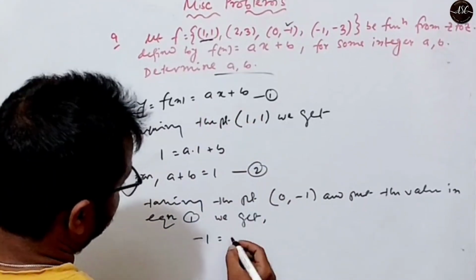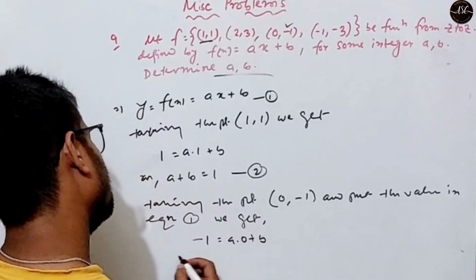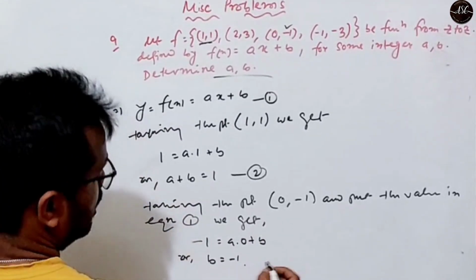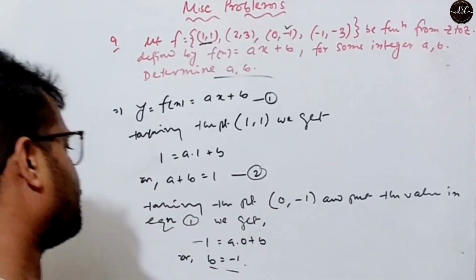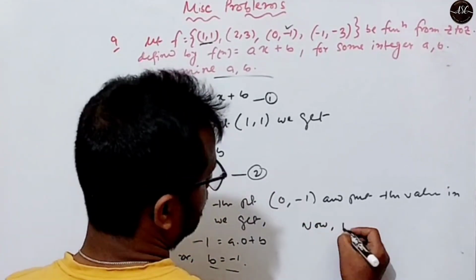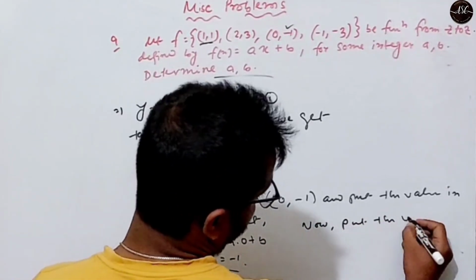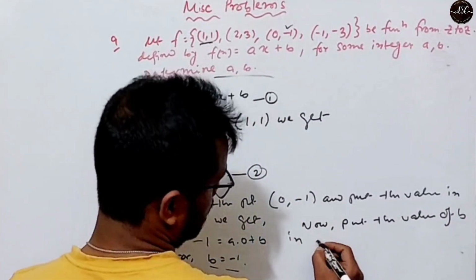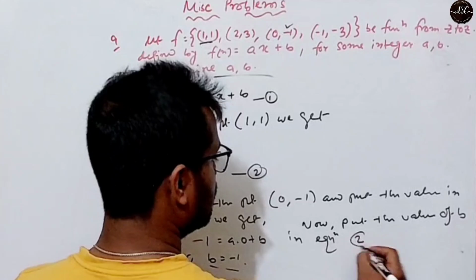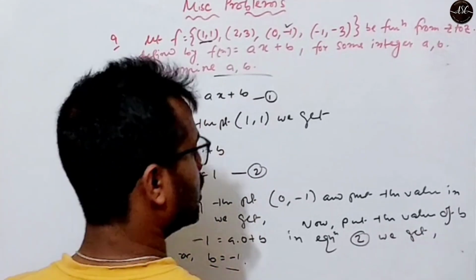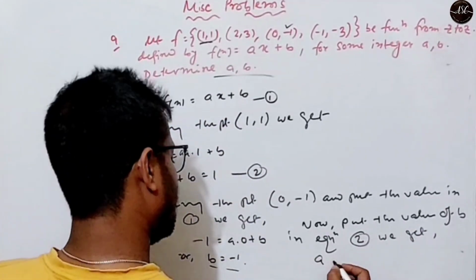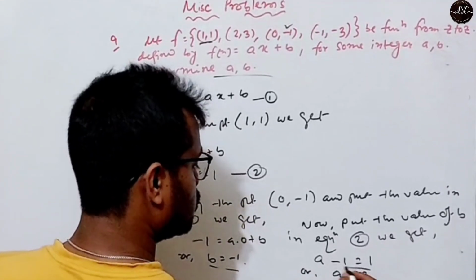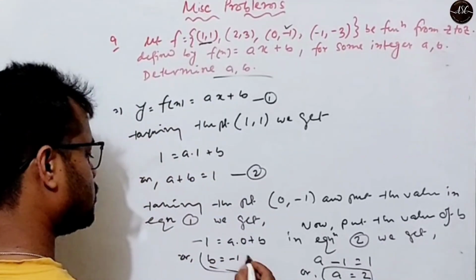So a dot 0 plus b, or b equal to -1. Now put the value of b in equation 2. We get a - 1 equal to 1, or a equal to 2. So a equal to 2 and b equal to -1.